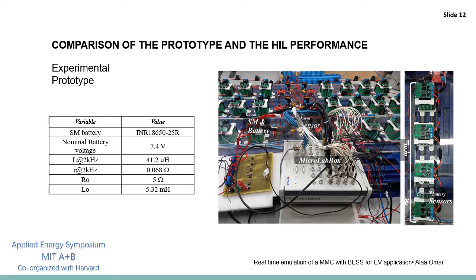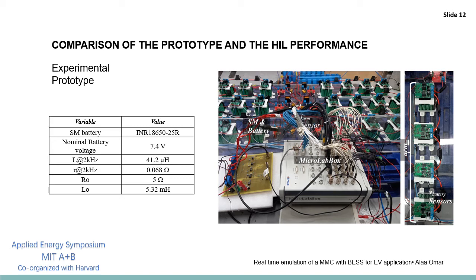Now we will present the comparison of the prototype and the hardware in the loop performance. To verify this proposed real-time model, the MicroLabBox from dSPACE is used to implement the CHIL, which is the controller hardware in the loop of the converter. Also, a laboratory prototype of a 4-level converter is built, and the main controller is the same MicroLabBox.